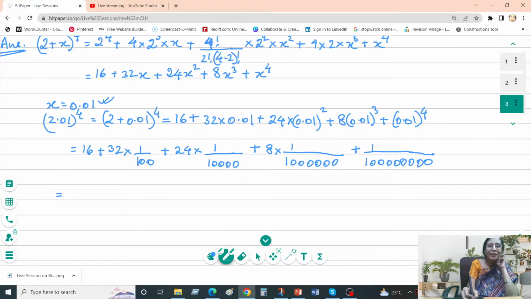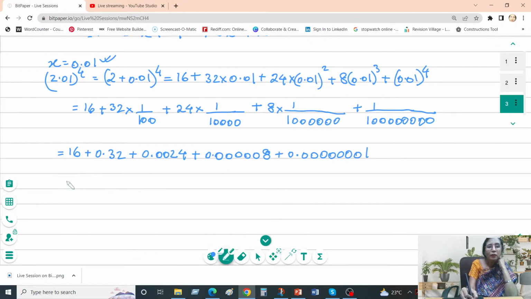So this is 16 plus, there are 2 zeros, so it will be 0.32, plus, there are 4 zeros, so it will be 0.0024, plus 6 zeros, so it will be 0.000008, and finally 8 zeros, so 0.00000001.